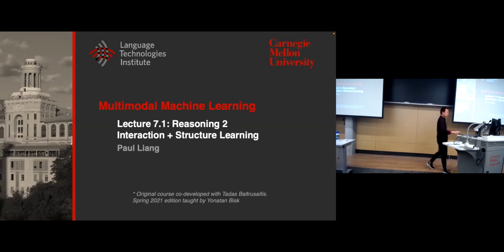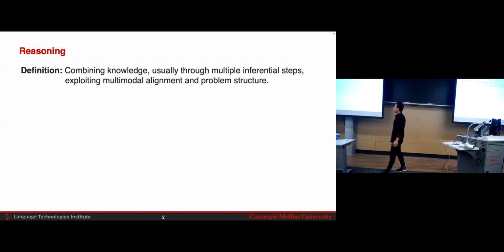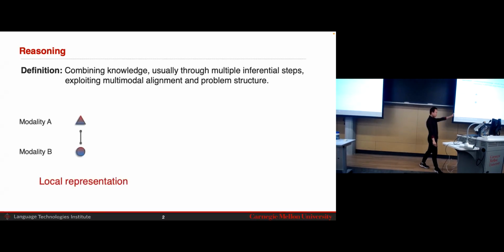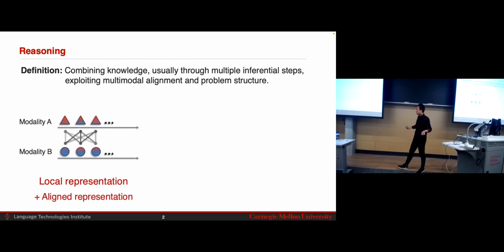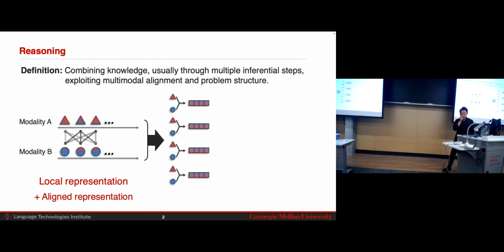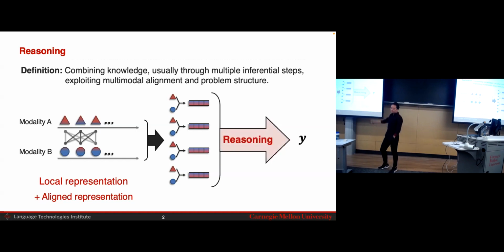Welcome back, everyone. Today I'm going to continue our discussions about reasoning. Recall, reasoning is all about taking the knowledge that we've learned from multimodal representations, local representations between elements of individual modalities, and also aligned representations, taking into account multiple elements across multiple modalities. Now, how do you combine all this information in a principled way, through perhaps multiple steps, through perhaps taking into account the knowledge of the problem in order to get the final answer.